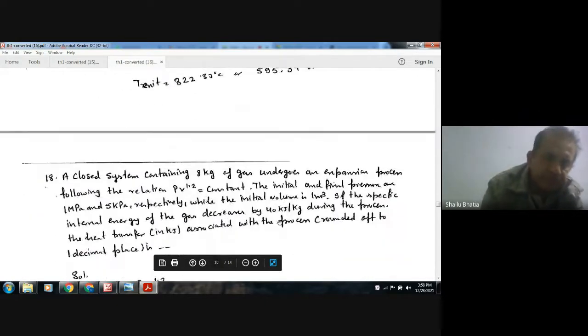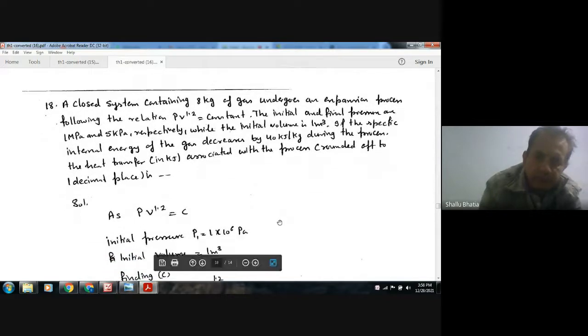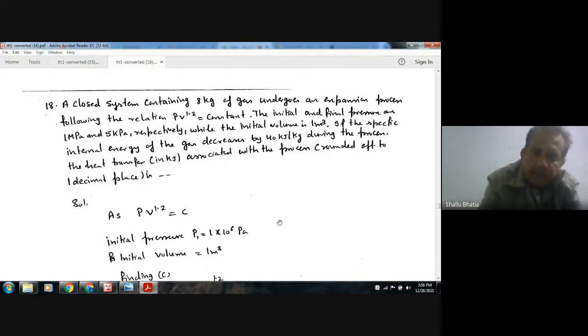Next, a closed system containing 8 kilogram of gas undergoes an expansion process following the relationship PV^1.2 equal to constant. The initial and final pressures are 1 MPa and 5 kPa respectively, while the initial volume is 1 meter cube. If the specific internal energy of the gas decreases by 40 kilojoule per kilogram during the process, find the heat transfer associated with the process, rounded up to 1 decimal place.